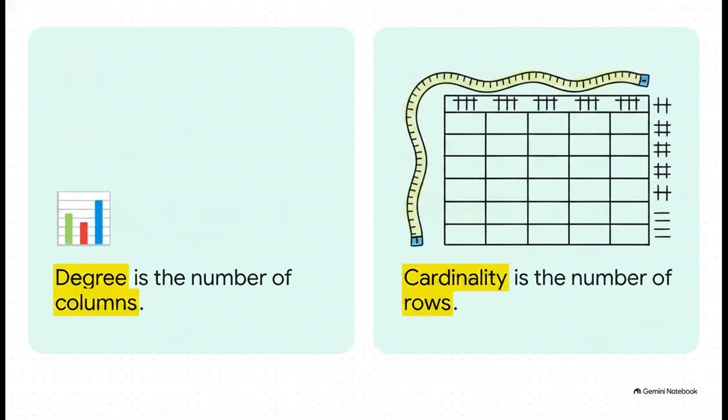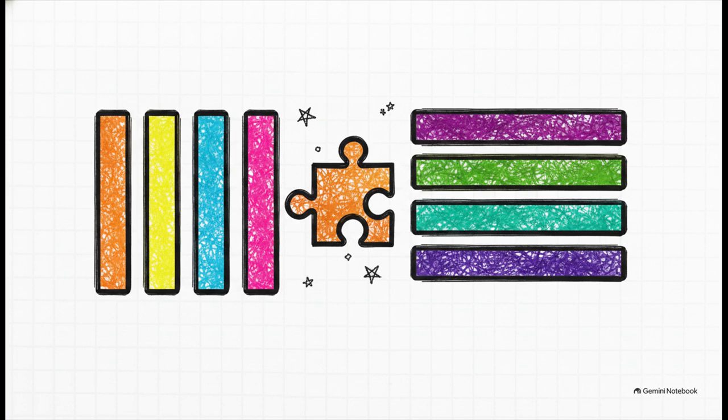People get these two mixed up all the time, but keeping them straight is incredibly crucial for database management. Because it's so easy to confuse them, I want you to burn this little mental shortcut into your brain right now. Degree equals columns. Cardinality equals rows. One more time for the folks in the back. Degree is columns, cardinality is rows.